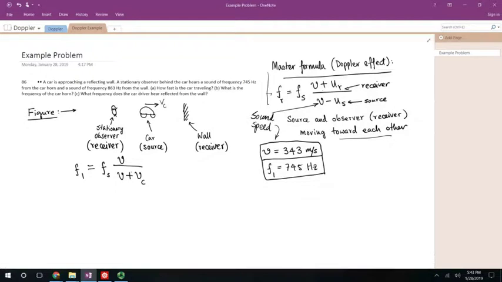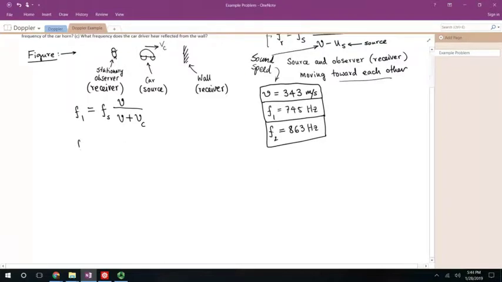So in that case, we are going to look at the second provided piece of information, which is the frequency that gets reflected from the wall and comes back to the stationary observer. So that we will call F2. So F2 is going to be our 863 hertz. Great, so we have another piece of information. Let's see if we can express that in terms of our variables.